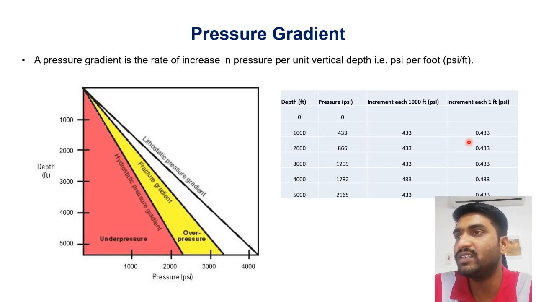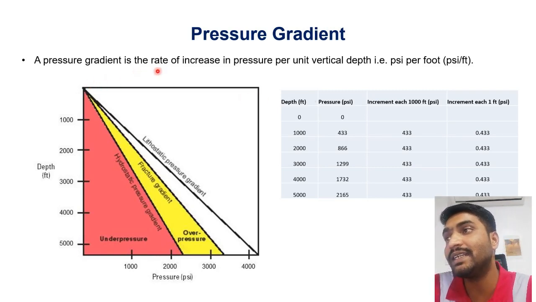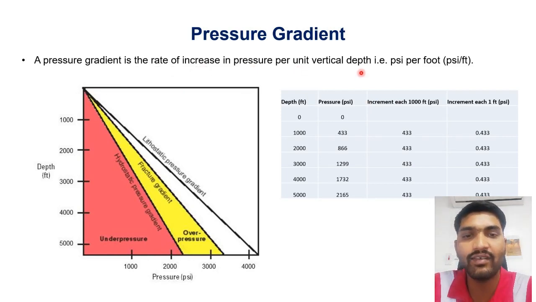Now if we read this definition, we will be clear about pressure gradient: a pressure gradient is the rate of increase in pressure per unit vertical depth, and here our unit depth is 1 foot. That is, when we increase the depth in a well from 1 foot to 2 feet, the increase in pressure for 1 foot is the pressure gradient.